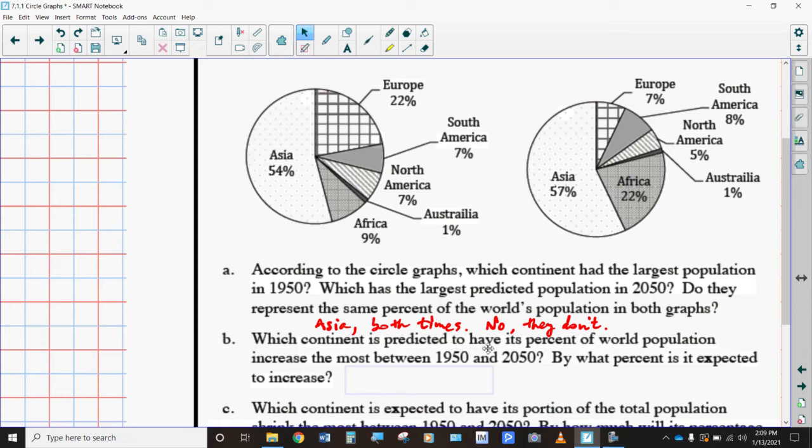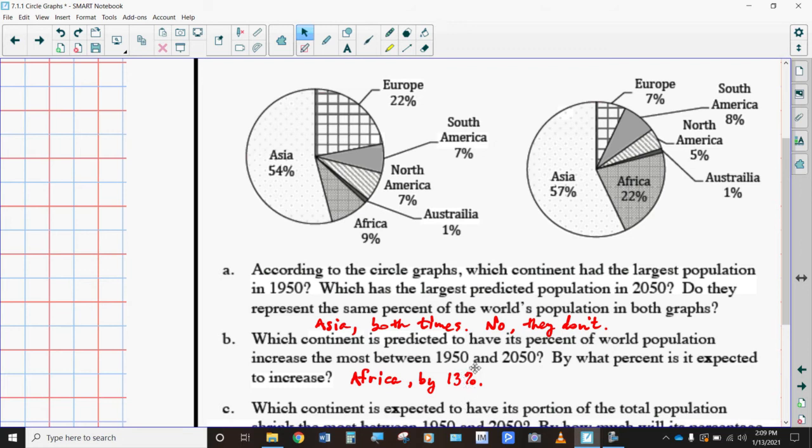And which continent is predicted to have its percent of the population increase the most between 1950 and 2050? So Asia is going up 3%. Africa, that's kind of a big jump. What is that? 9 to 22, that's an increase of 13%. Are any of the others anywhere near that? Europe went down. These stayed pretty close to the same. So I'm going to say Africa is the winner.